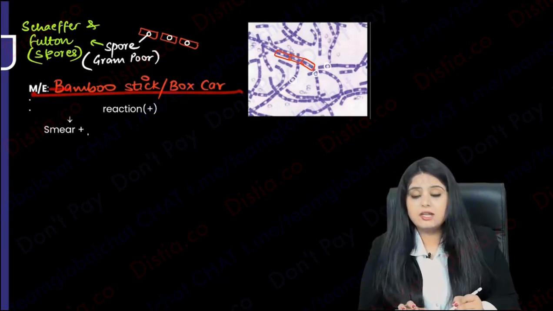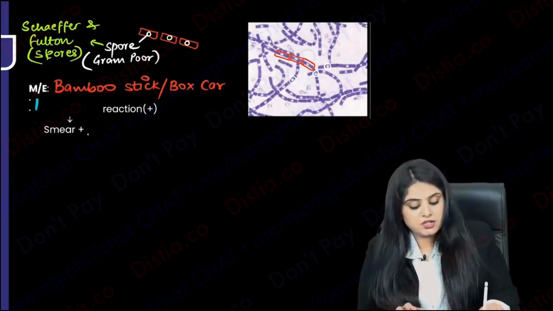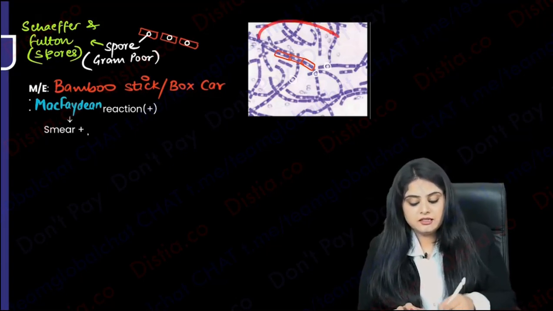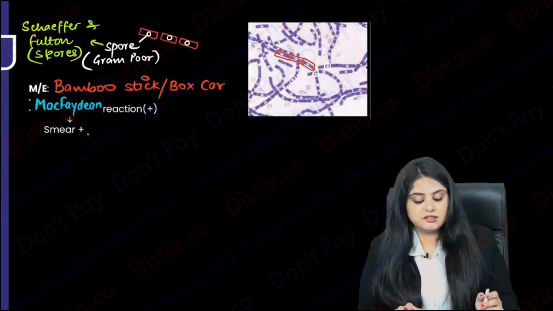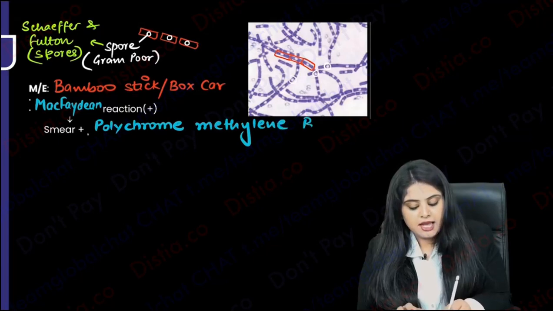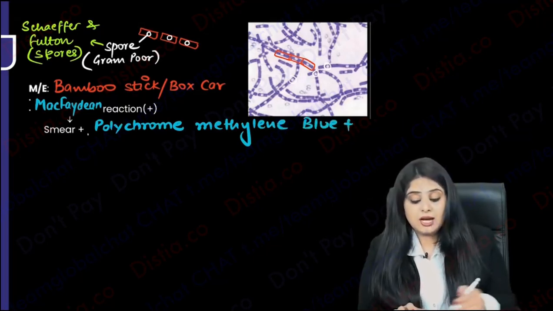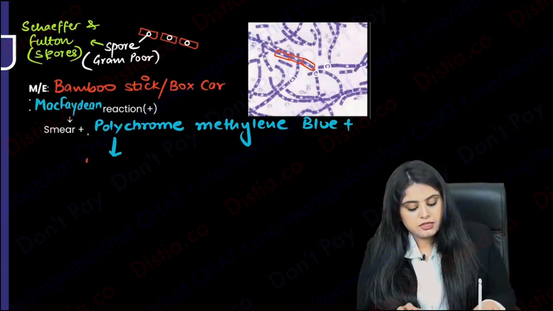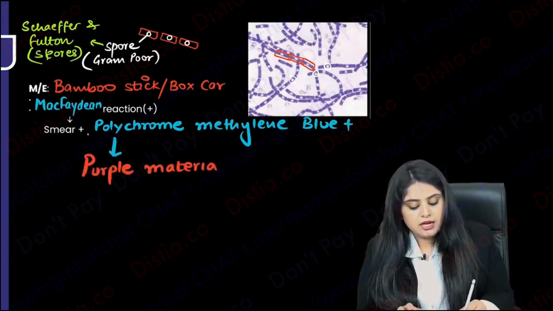Bamboo stick I have seen. Now can I do something? There is a very famous reaction known as the McFadyean reaction. What is the McFadyean reaction? I will take this smear, whatever Bacillus anthracis smear is there, and I am going to add polychrome methylene blue. On adding polychrome methylene blue, I will realize that there is some purple material that is going to be noted. There is some purple material noted around the organism.